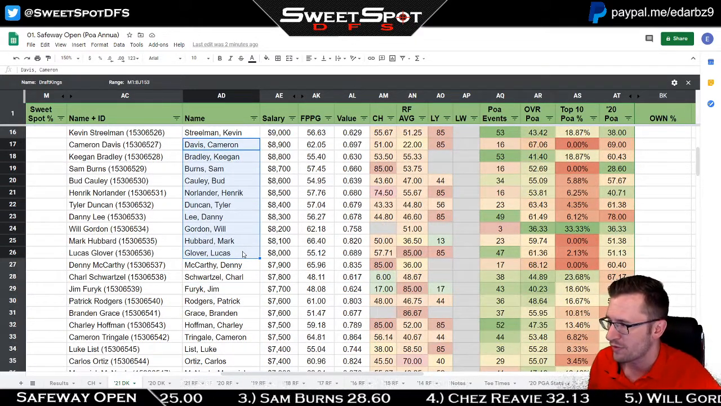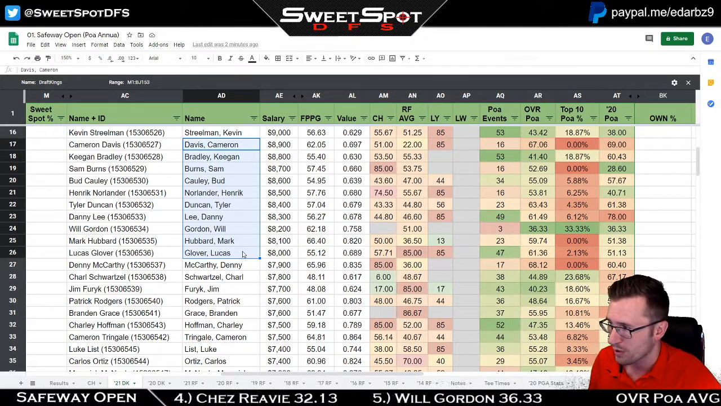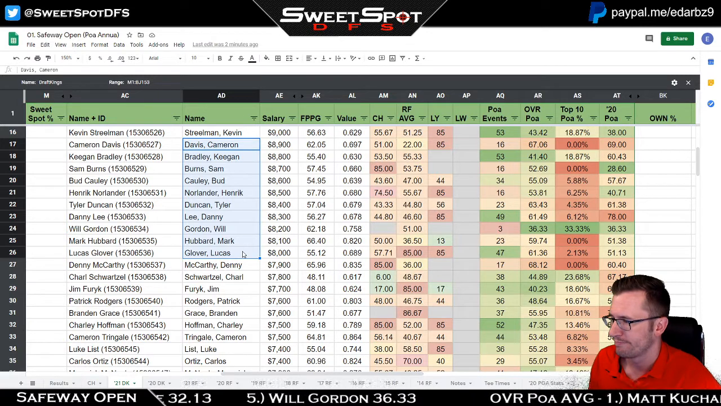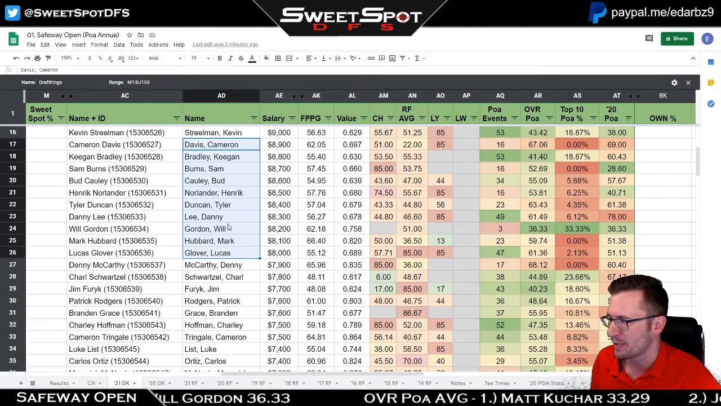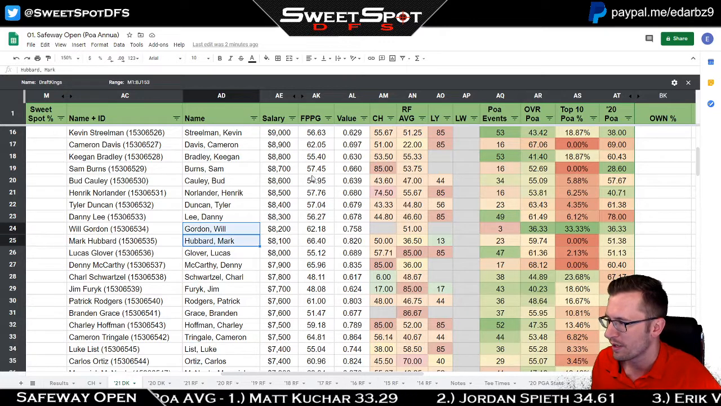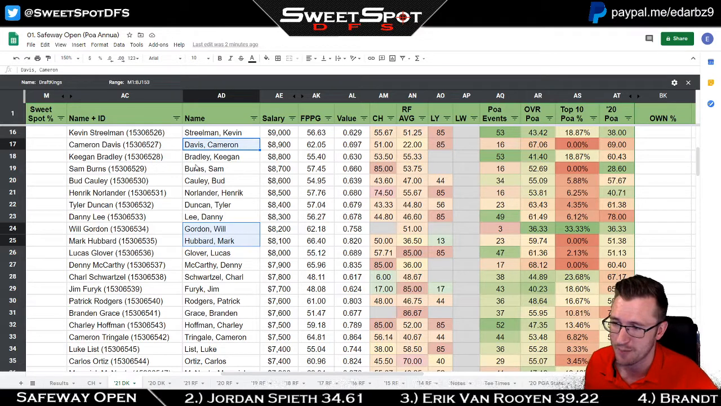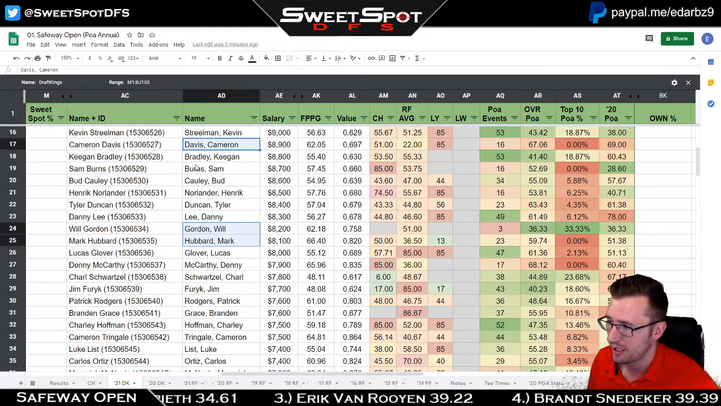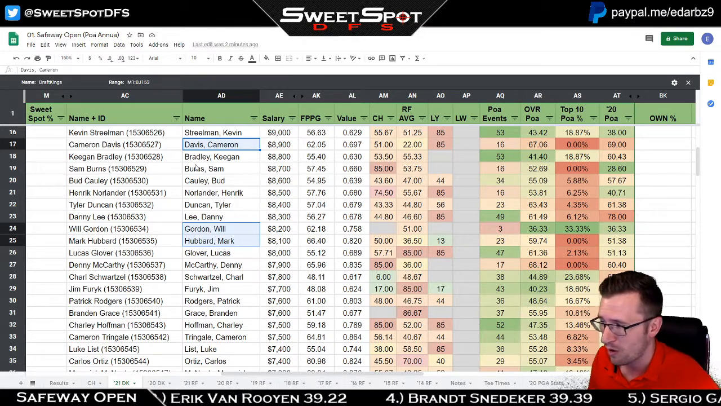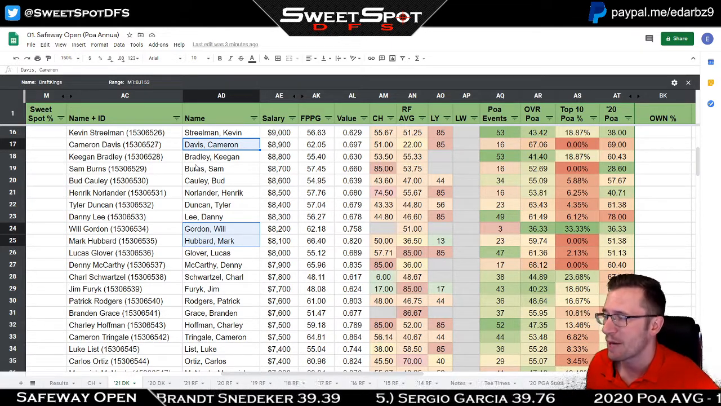But of the golfers here, without really looking at course history or POA splits, it's between Will Gordon, Mark Hubbard, and Cameron Davis. This is a good spot for Cameron Davis, in my opinion. I really like Cameron Davis. He hits the ball really far. Young guy, hits a fade. Like, I like Cameron Davis.